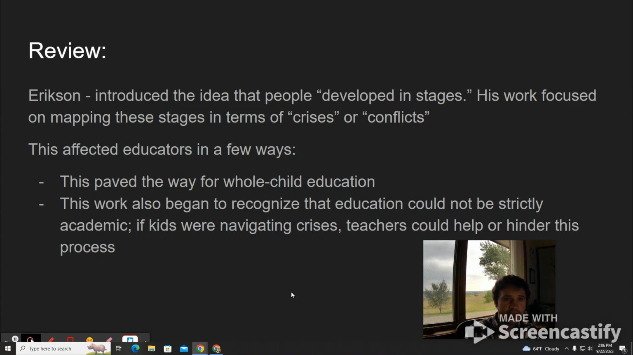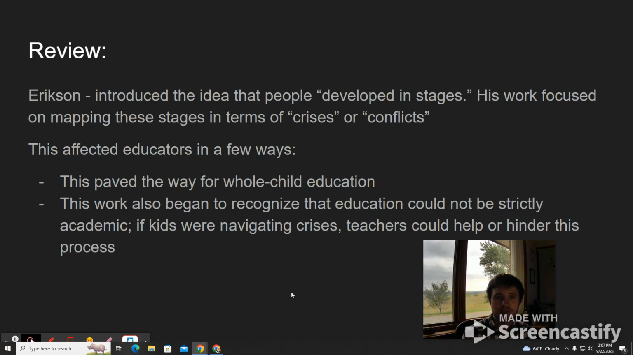And why that matters in the field of education is that Erikson, pretty much by creating stages, said we don't get to think of kids in the same way we think of adults. Again, that probably sounds outlandish that people would have done that, but a big thing was kids have a different way of thinking, and different conflicts or crises that they're going through than adults. And teachers need to recognize those because they can help or hinder that process.